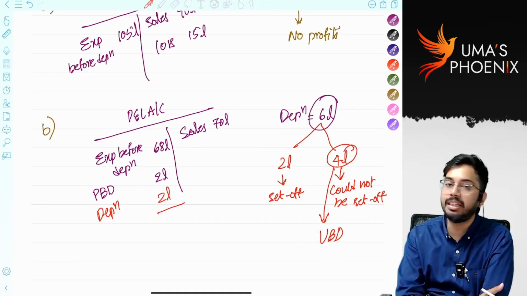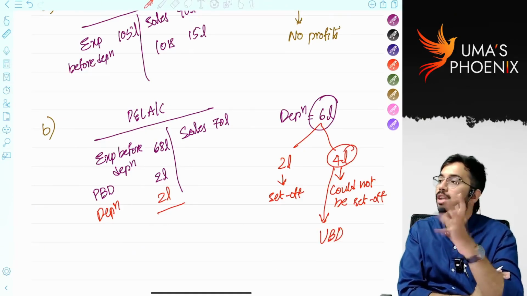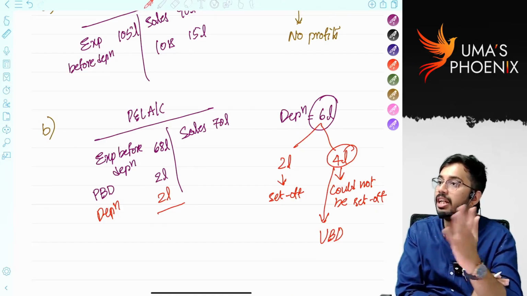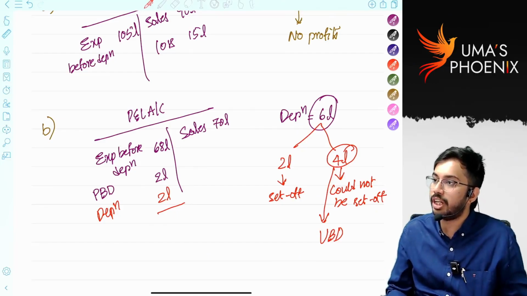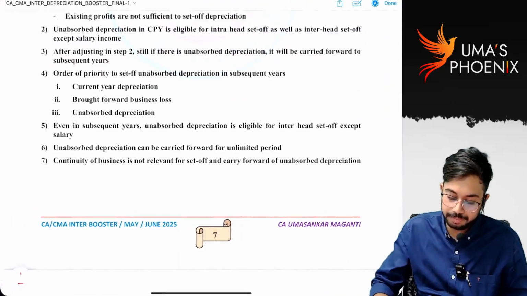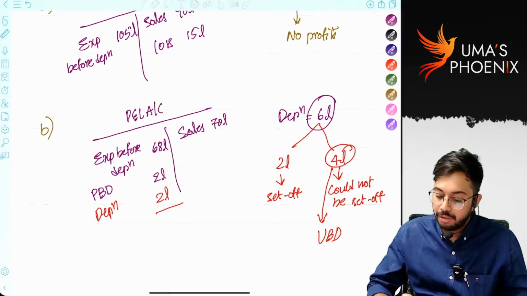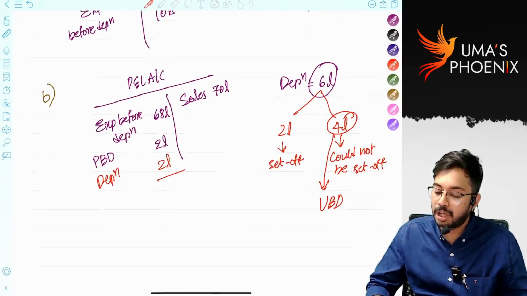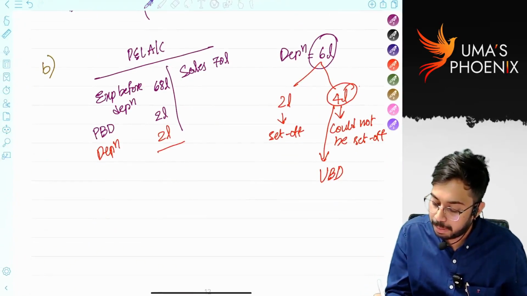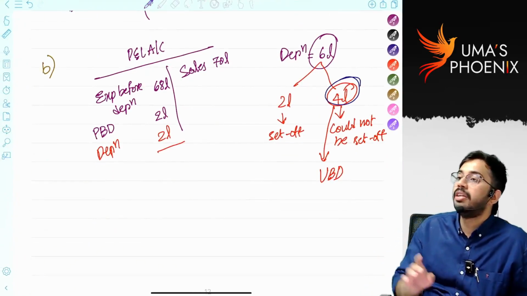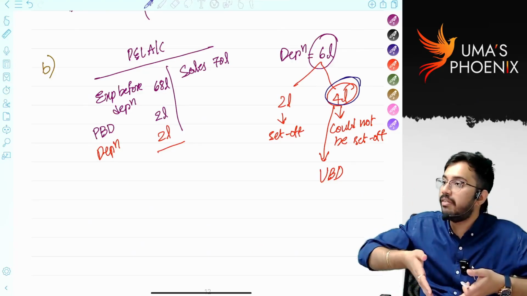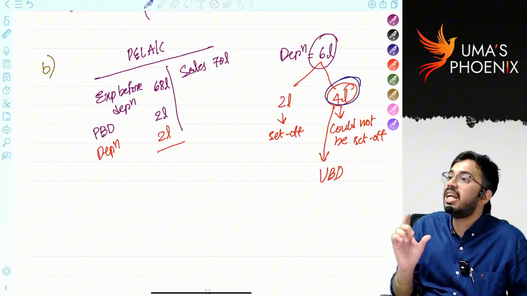Unabsorbed depreciation will exist in 2 cases: if there are no profits, or if available profits are insufficient to claim depreciation. Is it clear? Good. Sir, what is the tax treatment for unabsorbed depreciation? Here unabsorbed depreciation is 4 lakhs, right? This 4 lakhs in the current previous year is eligible for intra-head set off.